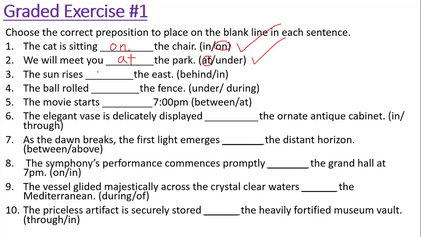Nothing wrong with that. Okay, number three, the sun rises in the east. Good job. All right, anyone got that right? Let me know. I got it right. Good. The ball rolled under the fence is correct. I got it correct. Good.